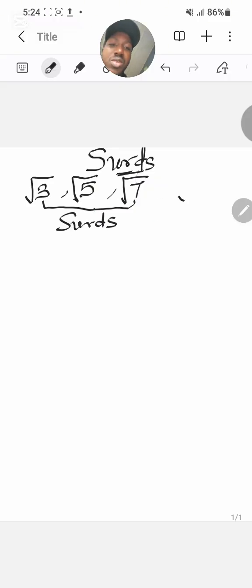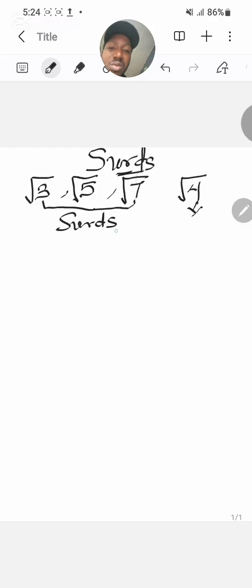Root 4 is not a surd because it can be found, it can be simplified. But when it cannot be simplified further in any form, like root 3, root 5, root 7, and so on, then it means we are dealing with surds.